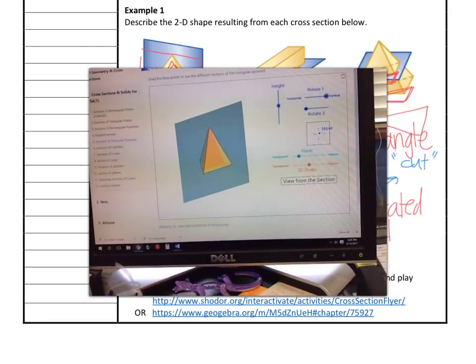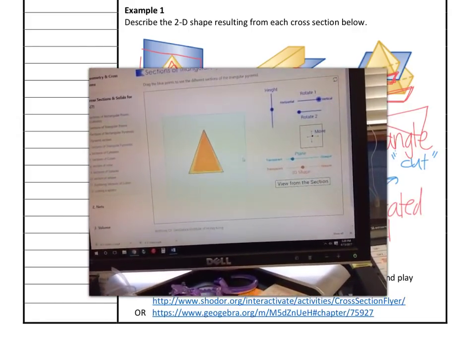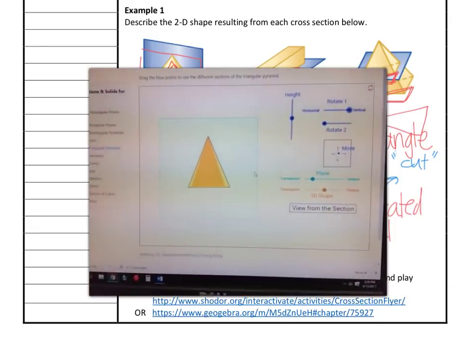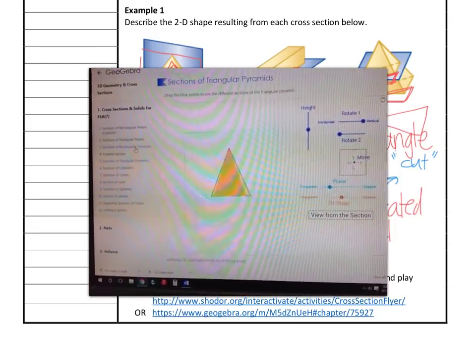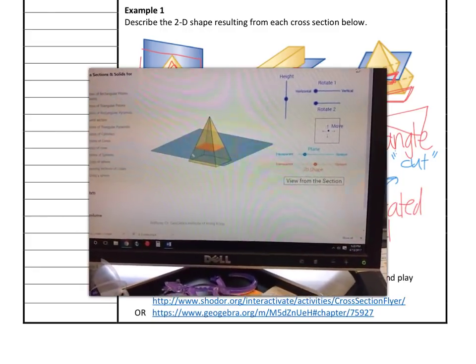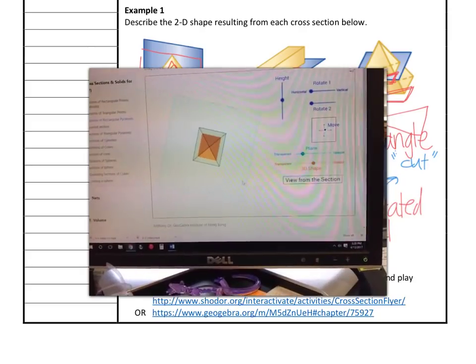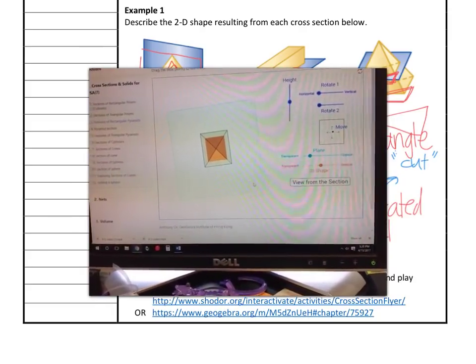So I turn it upright to make it vertical, and lo and behold, it is a triangle. Now, it's not always a triangle, because if I have a rectangular pyramid, and I'm parallel to the base, notice that the base in this case is a rectangle, so that means its slice is going to be rectangular.